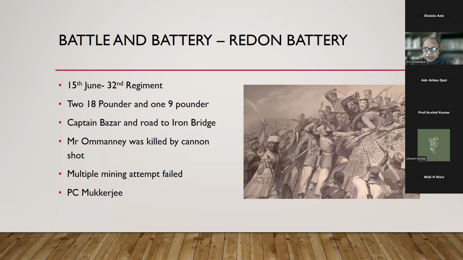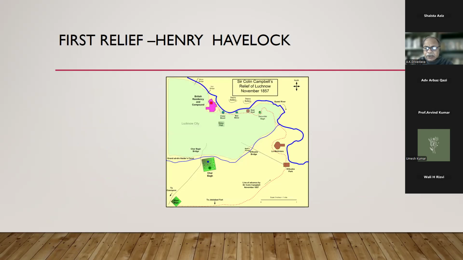The low-lying area, Residency has an advantage of high-lying area. And in the early part, Mr. Ommaney, who was a judicial commissioner, was killed by a cannon shot. Multiple mining attempts were made to attack the Redan Battery, but failed. So the entire area they were trying to defend, but they were feeling that in 15-20 days at most, ultimately they will have to surrender. So there was a demand for relief.